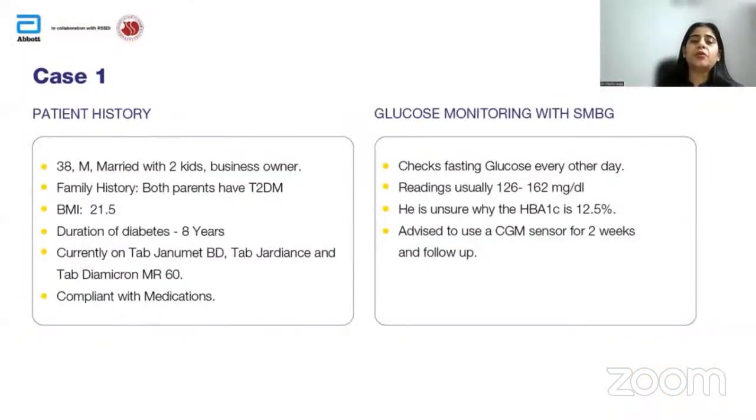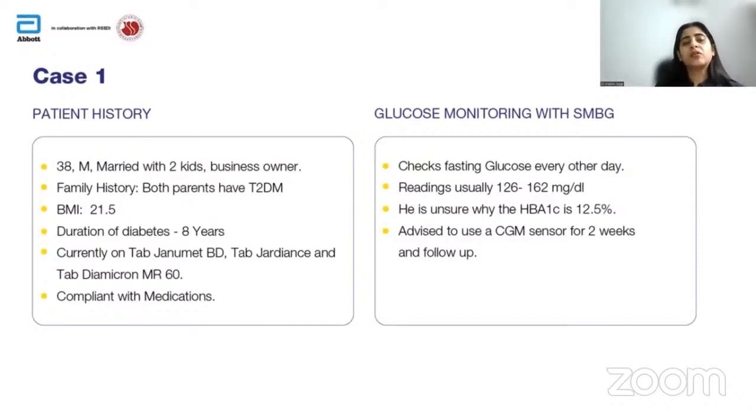Kapoor, a 38-year-old businessman, married with 2 kids, BMI 24.5 kilograms per meter square. He's been type 2 diabetic for the last 8 years and has a strong family history. Both his parents have diabetes. He's pretty well compliant on his medications and is currently on an FDC of sitagliptin plus metformin 50 by 1000 twice a day. He's on empagliflozin 10 milligrams once a day along with glimepiride 2 milligrams twice a day.